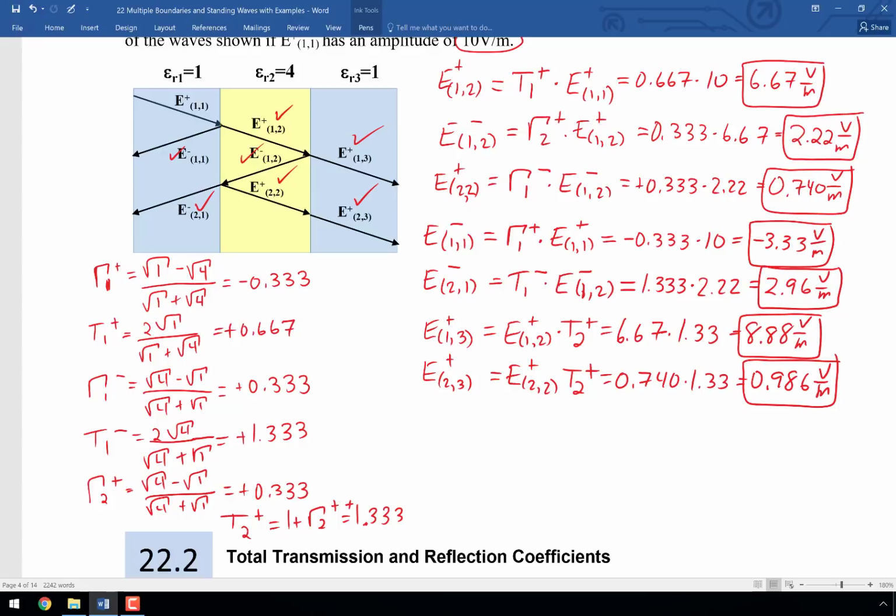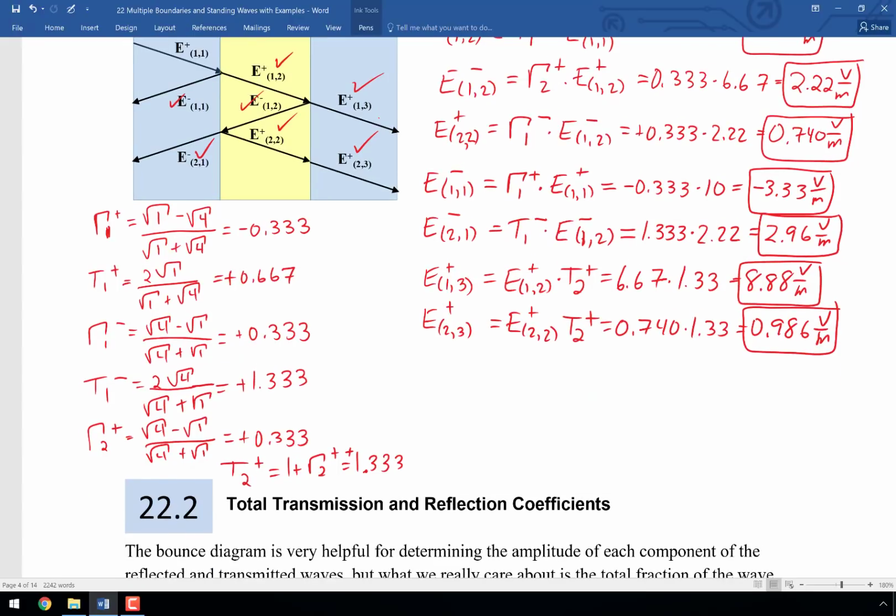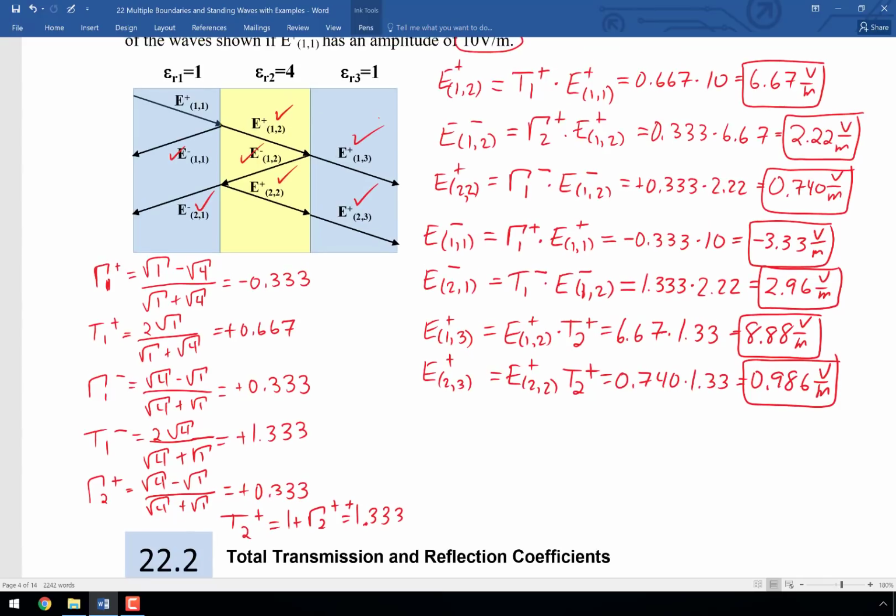We don't need to do that. But you can see the value of the bounce diagram and how the bounce diagram made it pretty easy to visually figure out what two things needed to be multiplied together for each of these calculations. You can also see that that's a bit of a pain in the neck, and you don't really want to have to do a lot of that.